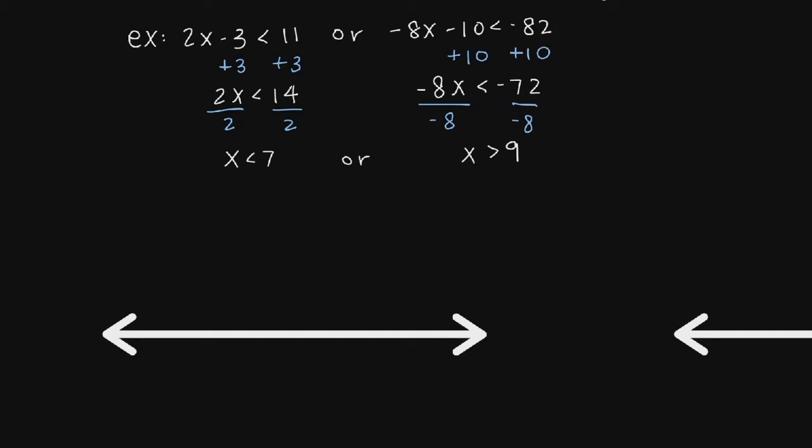So on our number line, we need to have the numbers 7 and 9. So I'm going to start at 6. Okay, and we're going to have open circles because neither of them are equal to. But they could be different, like one of them could be equal to. So x is less than 7, that means we're going to shade to the left. And x is greater than 9, that means we're going to shade to the right.